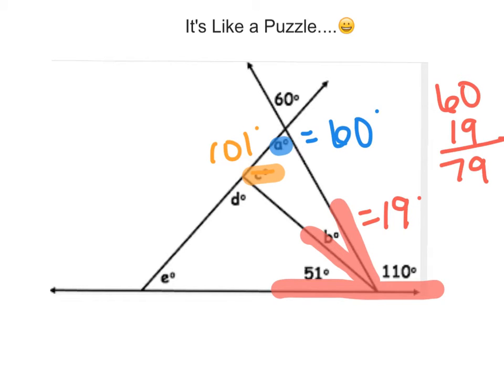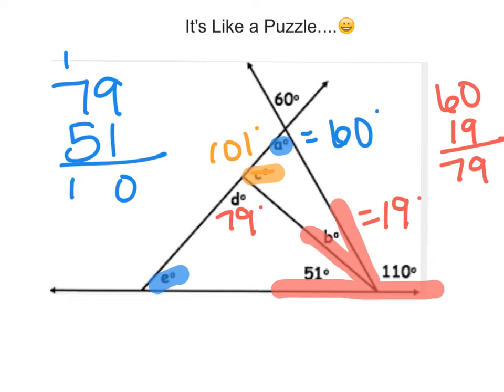Now, since angle C is 101, I know that together with angle D, that is also supplementary because it creates a straight line. So I know that angle D is 79 degrees. Now, to find angle E, I have two of those angles in a triangle, so now I can find the third. If I take 79 and add that to 51, that gives me a total of 130. So therefore, in order for this to add up to be 180, angle E has to be 50 degrees.